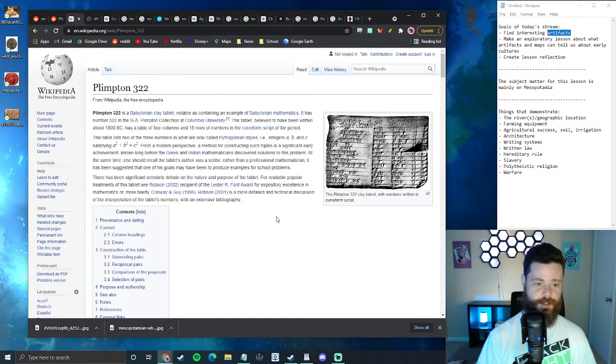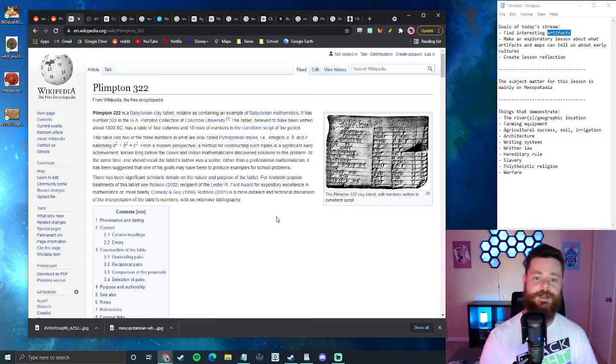This tablet, believed to have been written around 1800 BC, has a table of 4 columns and 15 rows in the cuneiform script of the period. This table lists 2 of the 3 numbers in what are now called Pythagorean triples. So a, b, and c, satisfying a squared plus b squared equals c squared. From a modern perspective, a method for constructing such triples is a significant early achievement known long before the Greek and Indian mathematicians discovered solutions to this problem. At the same time, one should recall the tablet's author was a scribe rather than a professional mathematician. It has been suggested that one of his goals may have been to produce examples for school problems.